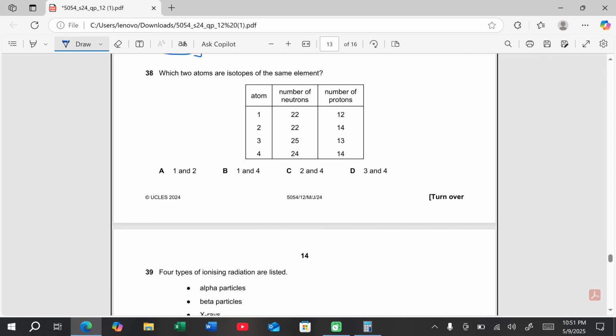38. Which two atoms are isotopes of the same element? If you remember the definition of isotopes, isotopes are atoms of the same element with the same number of protons but a different number of neutrons. So the protons have to be the same, which happens here. So 2 and 4.